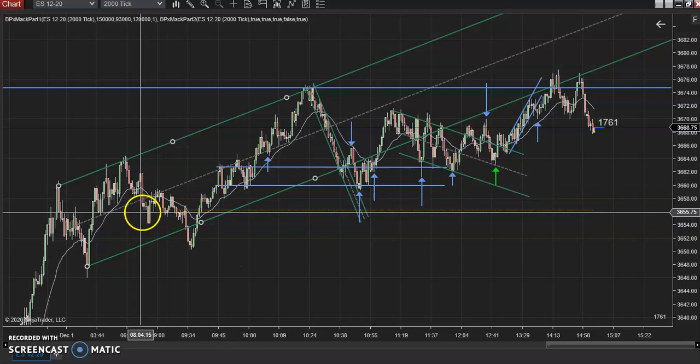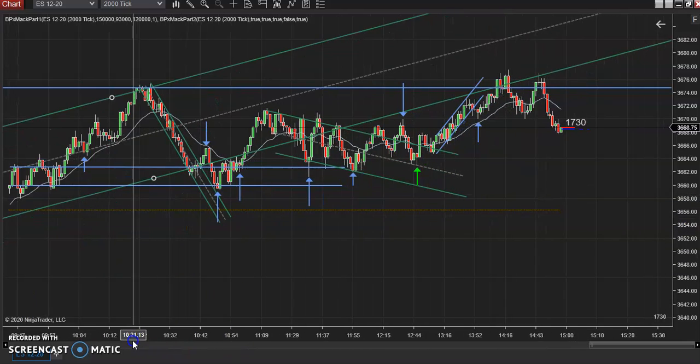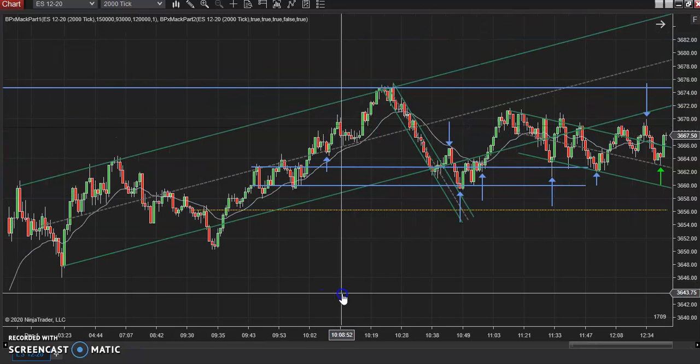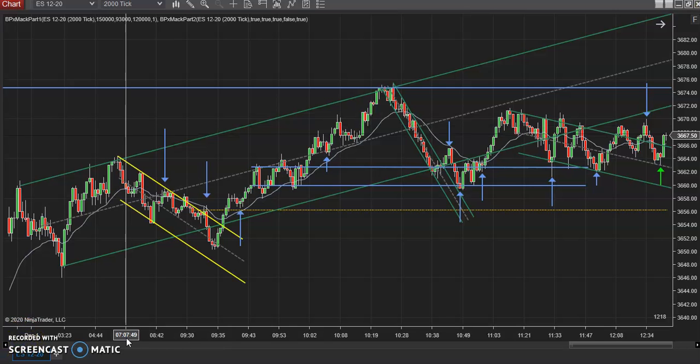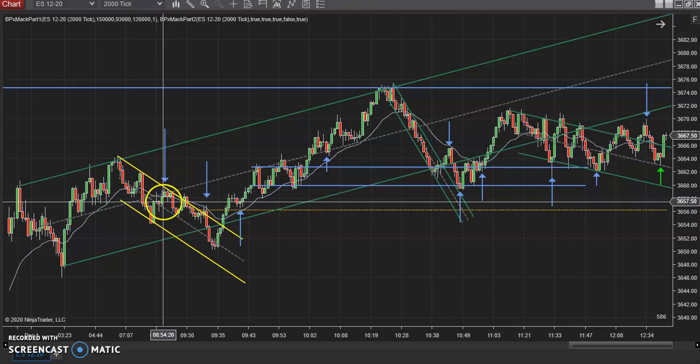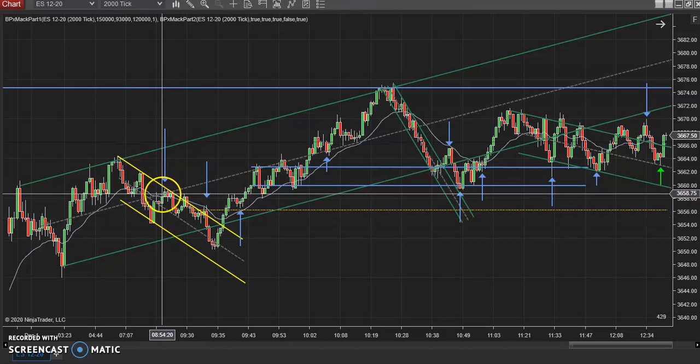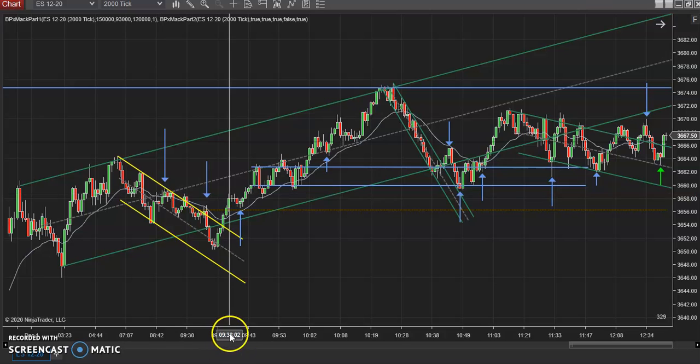Anyway, here's the open. Let me see. I actually didn't go through this, so I'm going to pause the video and go through this right before the open. Okay, so we do have this move down here right before the beginning of the day, about an hour prior to the open.